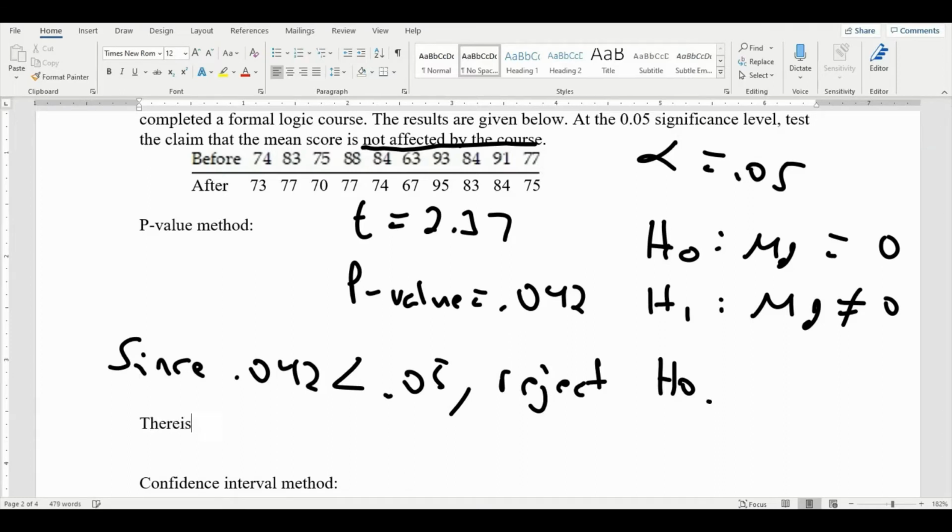There is evidence to support that the mean difference of the populations are different. Something like that. They're not actually equal, they're different. I'm not saying they're bigger or smaller, I'm just saying they're different. That wasn't the test. The test was, are they affected or not? So they are affected. So you can say the mean difference of the populations are affected by the course.